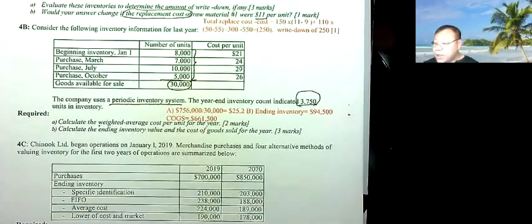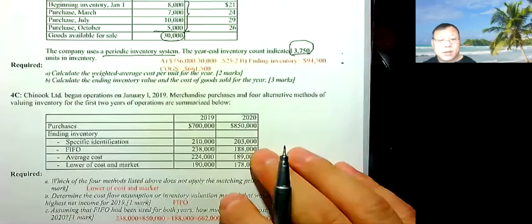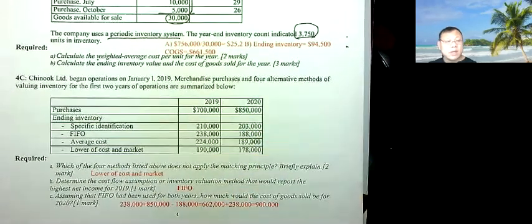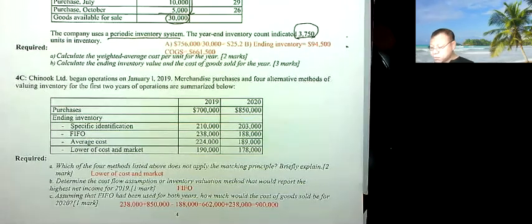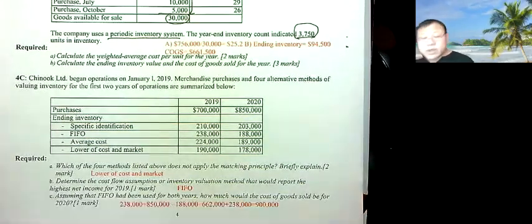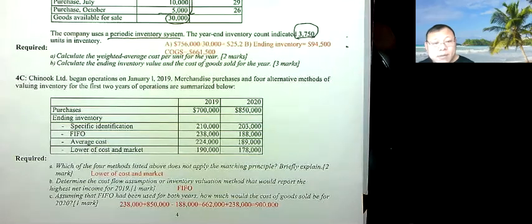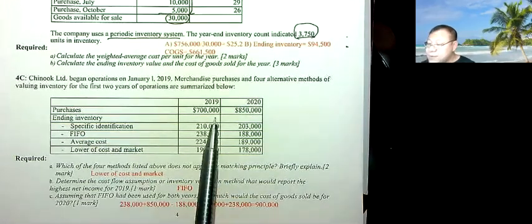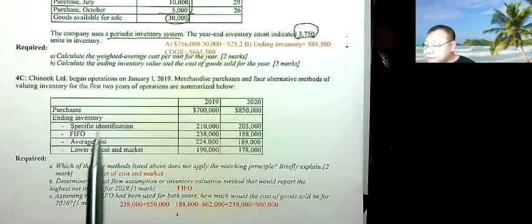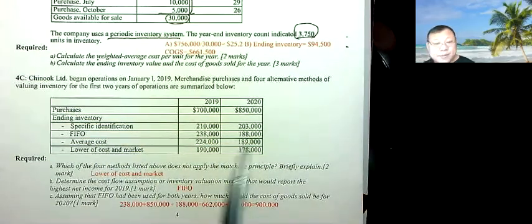So that's 4B. Let's take a look at 4C. Chinook began operations on January 1st, 2019. Merchandise purchases and four alternative methods of evaluating inventory for the first two years of operation are summarized. Okay. So purchases, ending inventory, and under different methods, there are different numbers.